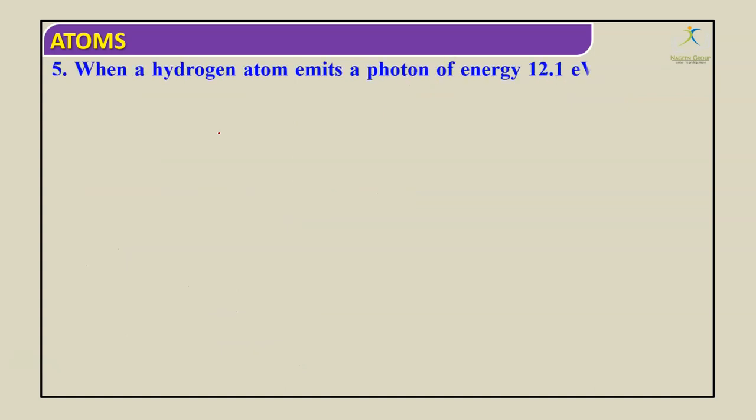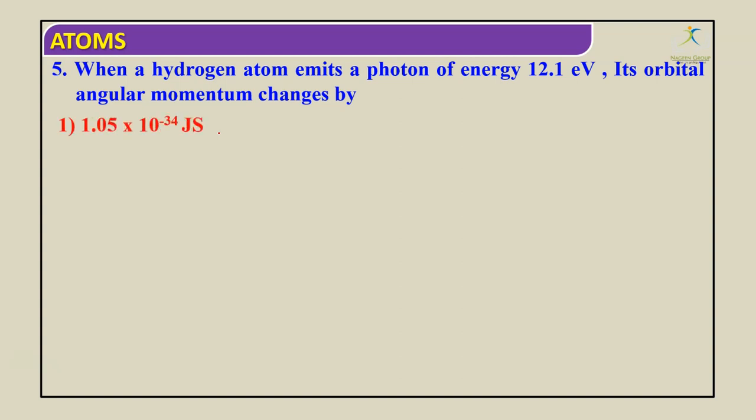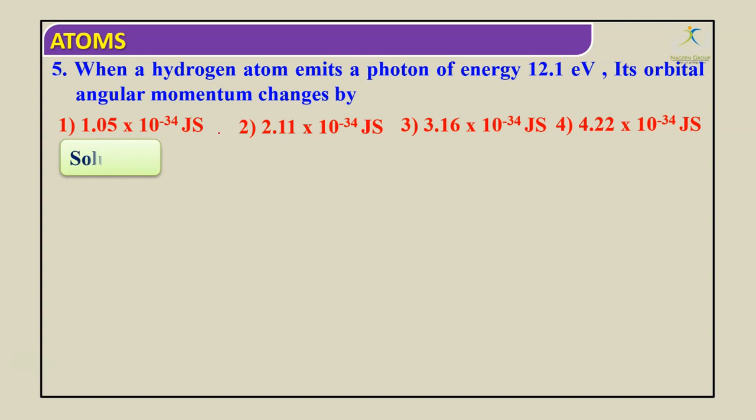Next question is, when a hydrogen atom emits a photon of energy 12.1 electron volt, its orbital angular momentum changes by 1.05 times 10 to the power minus 34 joule second, 2.1 times 10 to the power minus 34 joule second, 3.16 times 10 to the power minus 34 joule second, or 4.22 times 10 to the power minus 34 joule second.